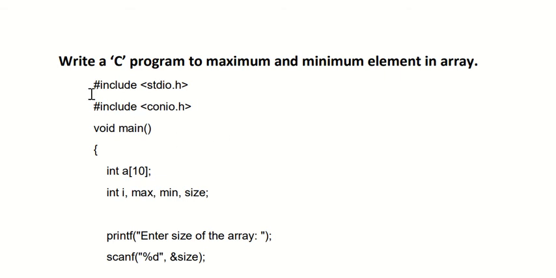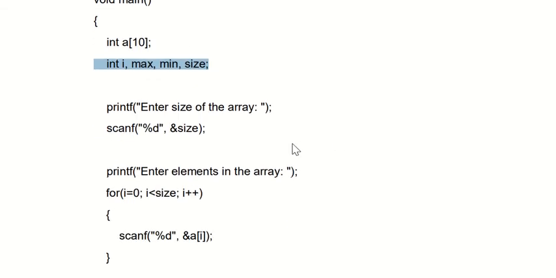Okay, so #include <stdio.h> and #include <conio.h>, and after that void main function and open the bracket. First of all, we are declaring one array variable, that is a[10]. That means the size is 10. After that, integer i, that is for the for loop which we require. Then we are using two variables, maximum and minimum. That means we are going to store the answer of maximum in max and the answer of minimum in min, and then size.